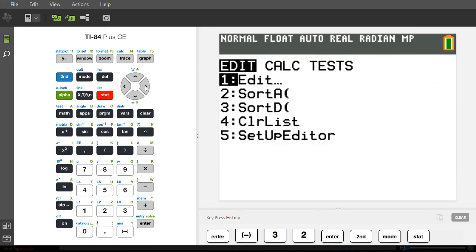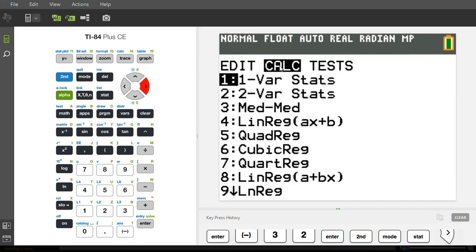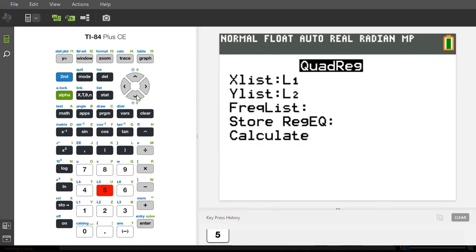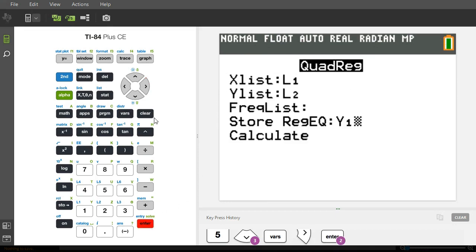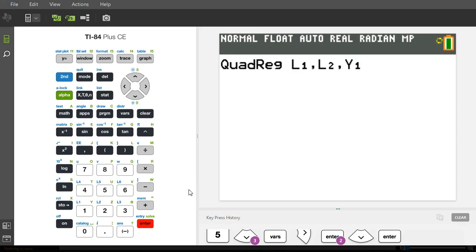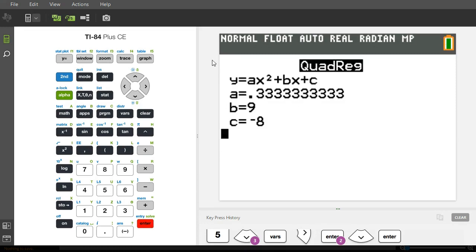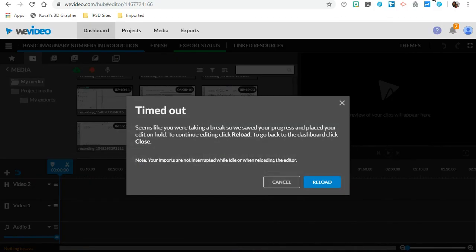And now I hit stat one more time, hit the right arrow to go to calculate, go to quadratic regression, which is option 5. Just like we learned when we were doing linear regression, we can type vars, yvars function, and it can store it for us in the y equals, but we're not really going to use that today. And then it tells me my answers. So 0.33333, that means 1/3. So 1/3 x squared plus 9x minus 8.